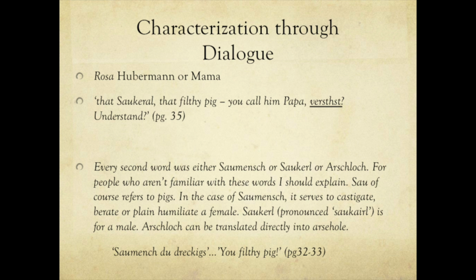He goes even further by making the reader familiar with Rosa's swearing in German, by explaining the translations and pronunciations through narration.